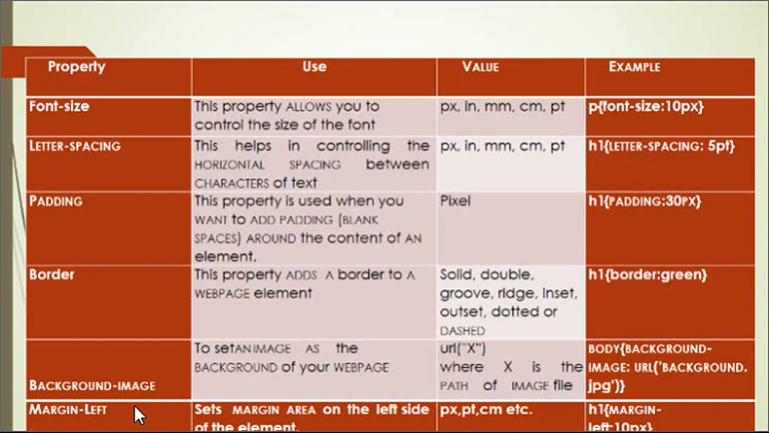Suppose you want to assign the left or the right margin, you can use H1 margin left with this kind of pixels, then margin right with this type of pixels. Suppose we take the font size, you want to assign the font for a particular paragraph, so you can use the P as a paragraph. For this paragraph you can assign the font size, that is 10 pixels. In this way we can use these properties in the CSS.